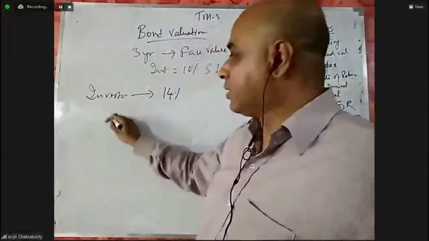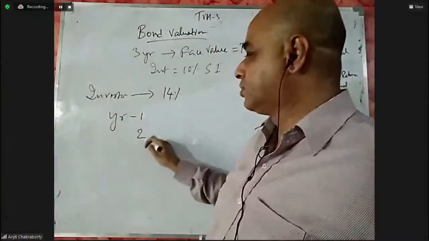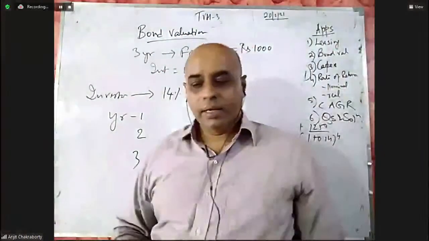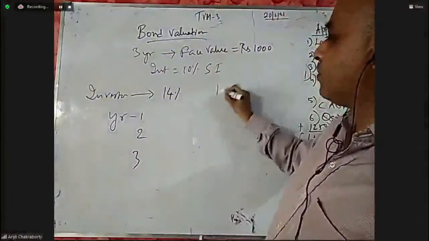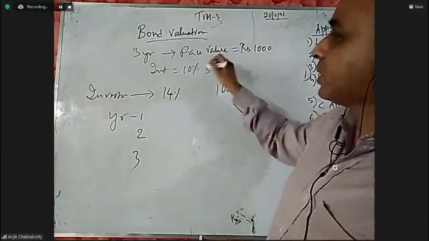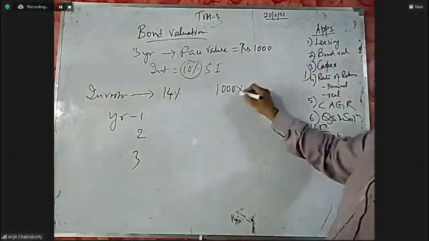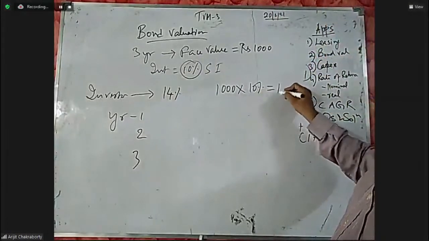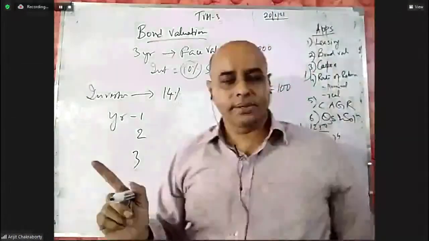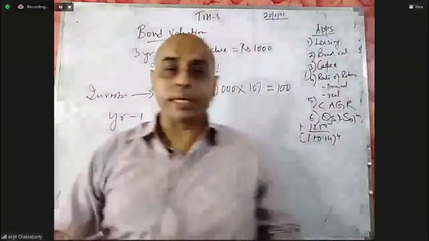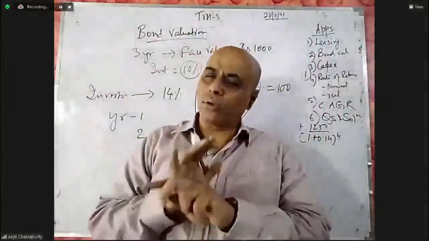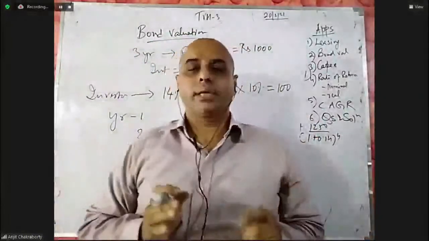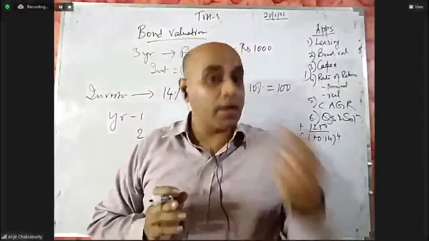So year 1, year 2, year 3. What is the interest I'm getting? The face value is 1,000 rupees and the interest rate is 10%. So 1,000 into 10%, I am getting 100 rupees as the interest. Interest is always calculated on the face value. Once again, I'm repeating, interest calculation for all financial instruments is calculated on the face value or the par value.